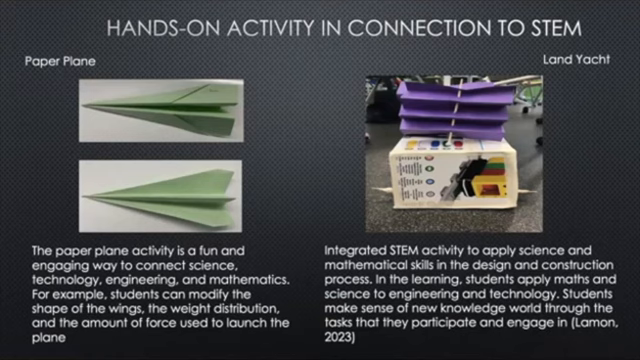Students apply their knowledge of aerodynamics, measurement, and geometry to create a functional paper plane. For example, students can modify the shape of the wings, the weight distribution, and the amount of force used to launch the plane. The activity can be modified for different grade levels or learning objectives by adjusting the complexity of the design challenge or incorporating additional STEM concepts.